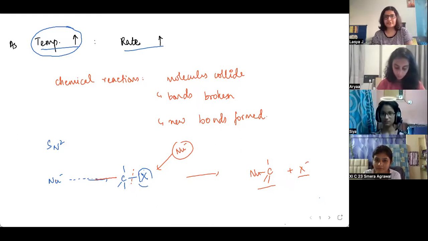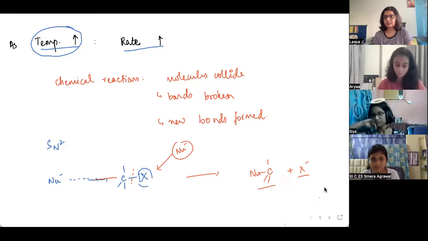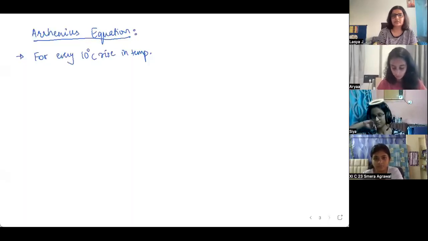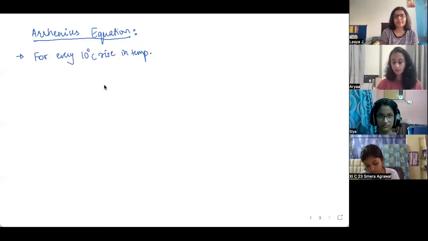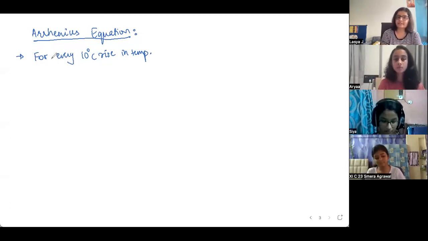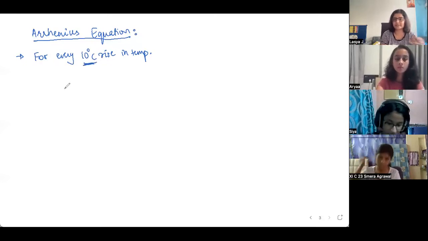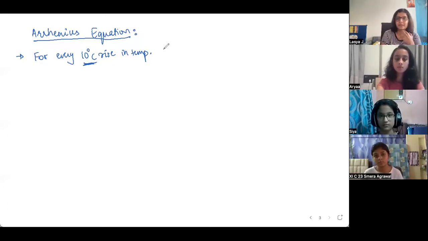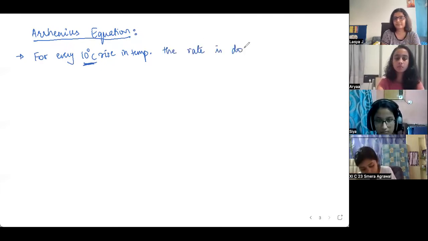Okay, cool. So qualitatively, we've discussed that as temperature increases, the rate of a reaction increases. The next step is to find out the relation between them. Generally, it's been observed that for every 10 degrees rise in temperature, Celsius or Kelvin, the same thing because you're looking at change in temperature, the rate of the reaction is doubled.